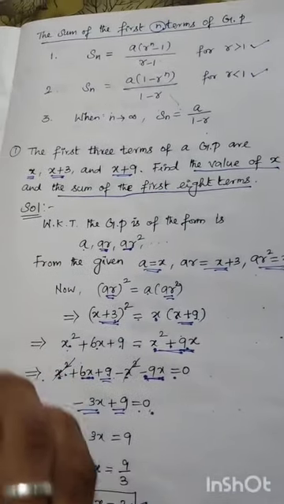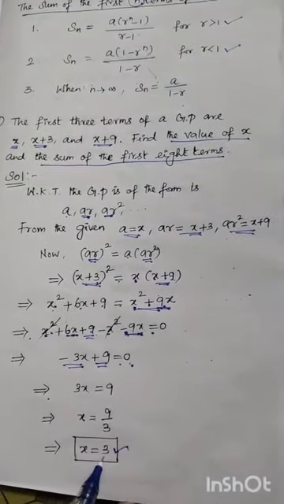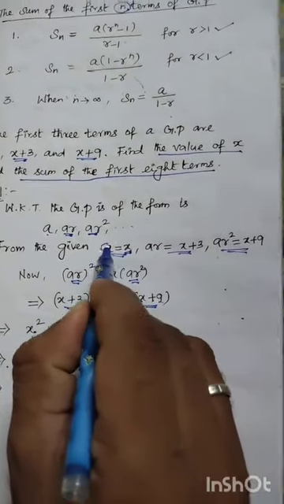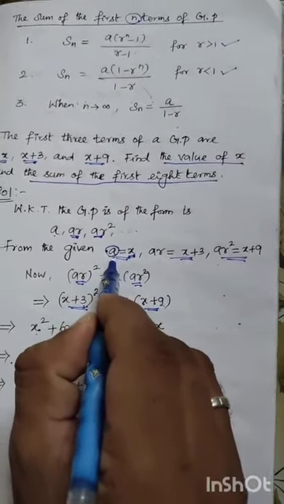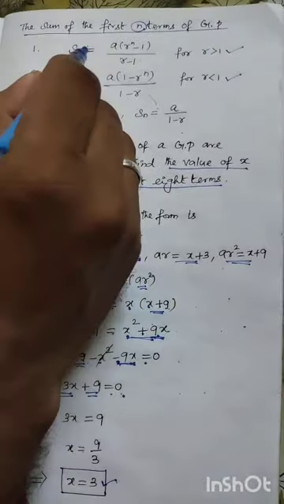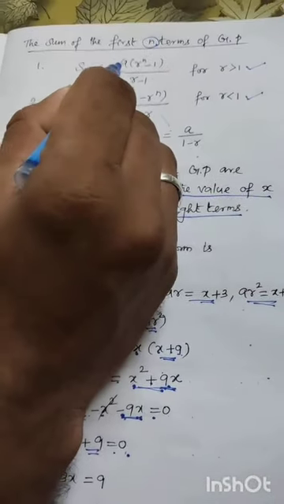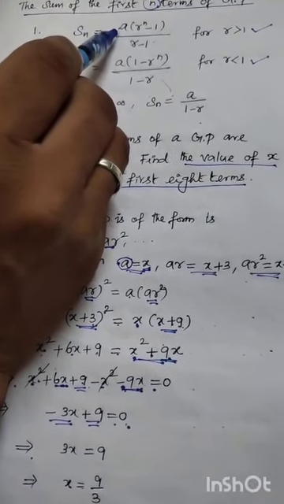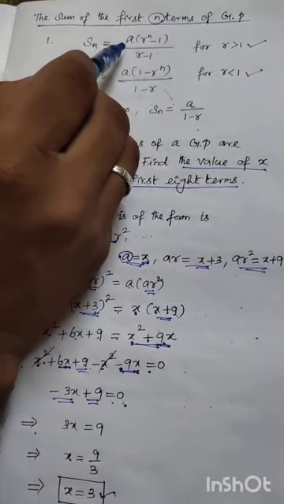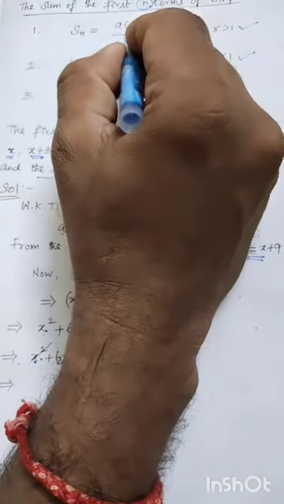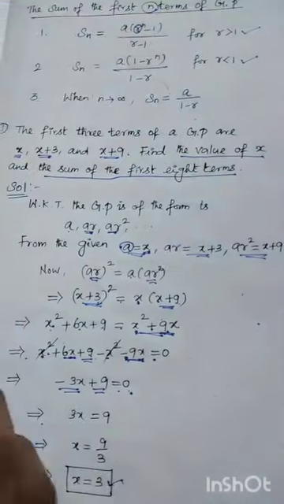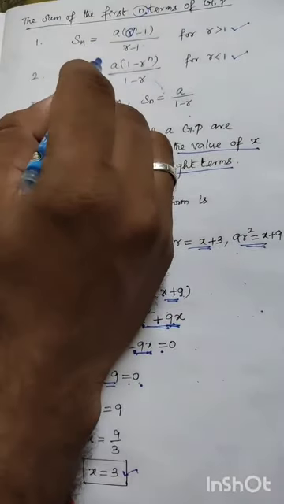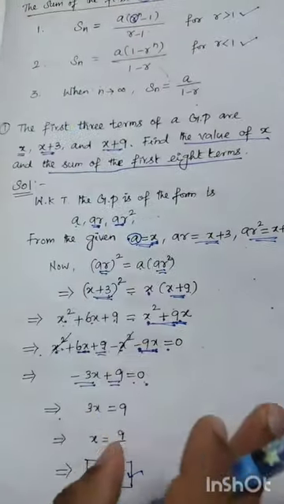Here we know that x equals 3. So if x is equal to 3, then what is the value of a? a is also 3. Both formulas have a and r. So the value of a is 3. Next we try to find the value of r, and based on that value of r we have to choose the formula, either the first one or the second one.